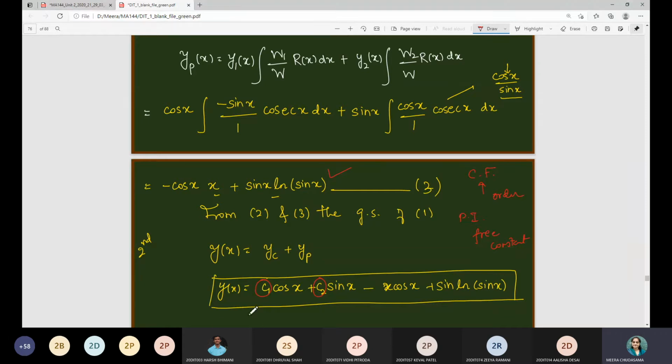So from this example, is the variation of parameters method clear to everyone? Please raise your hand.